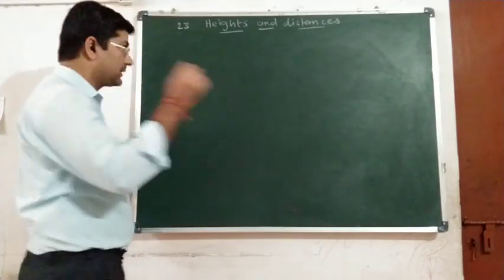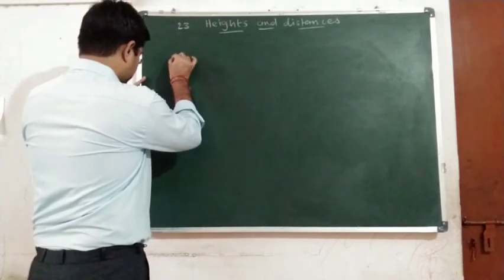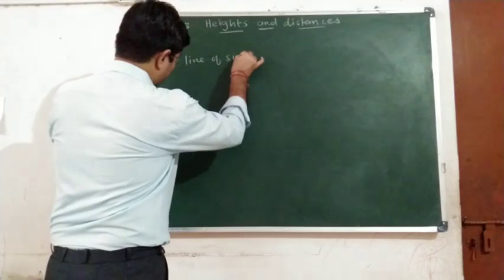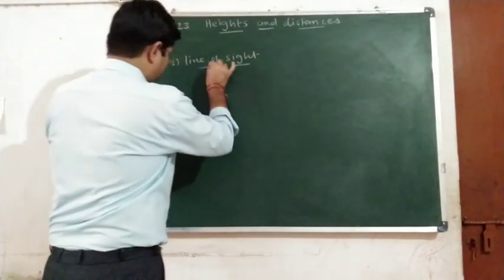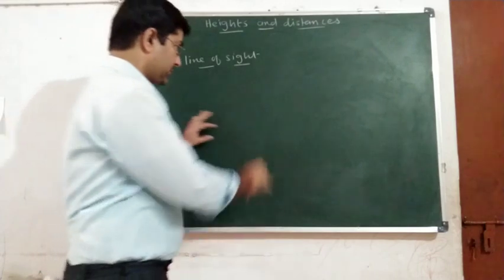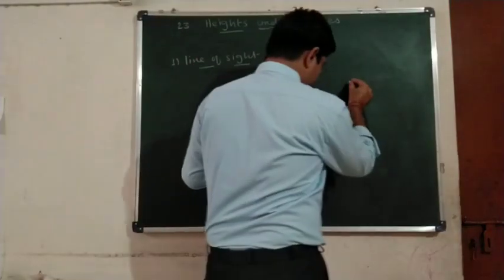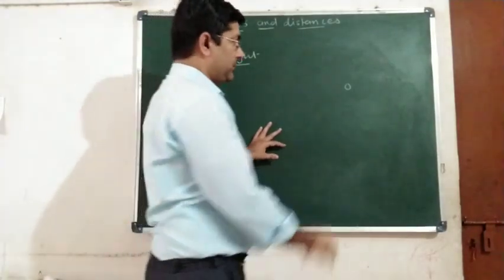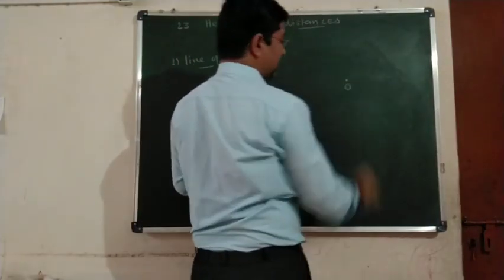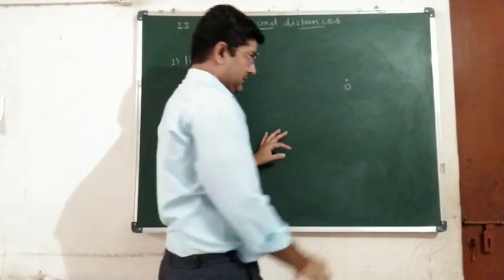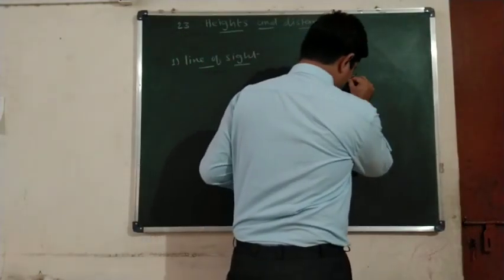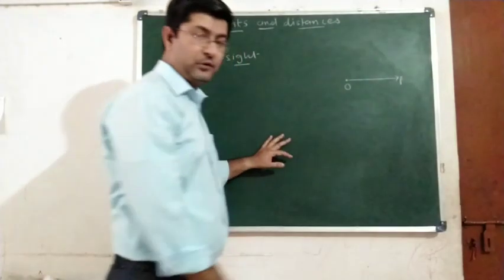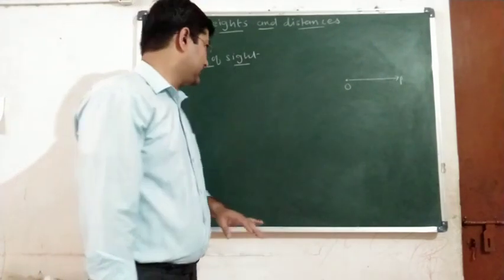The first term is line of sight. What is line of sight? Suppose the eye of a man is placed at point O over here, and the man is looking at an object P, then the line joining OP is called the line of sight. Is it clear?